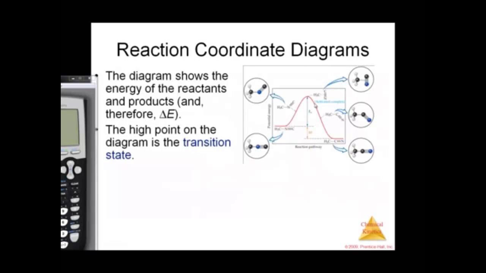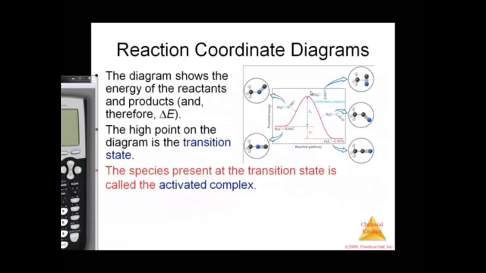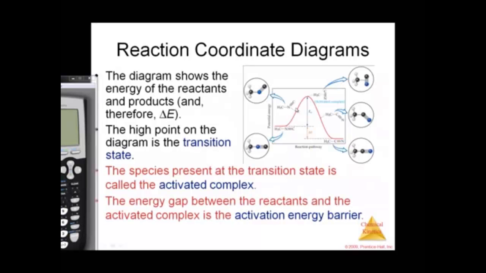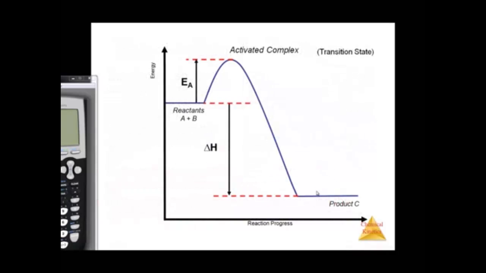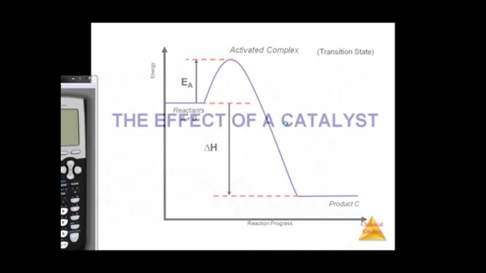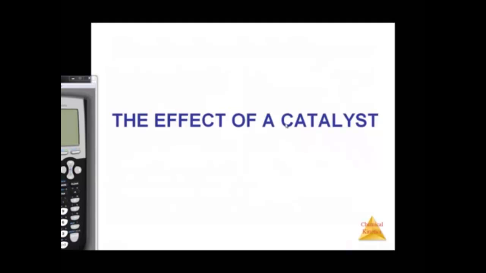So we call this high point the transition state. The species present at the transition state is called the activated complex. And the energy barrier between the reactants and the activated complex is called the activation energy barrier. That's the barrier or the hump that the golfer needed to get over, right? It's the energy barrier we need to overcome in order to cause the reaction to start. So what happens here is we look at the effect of a catalyst.